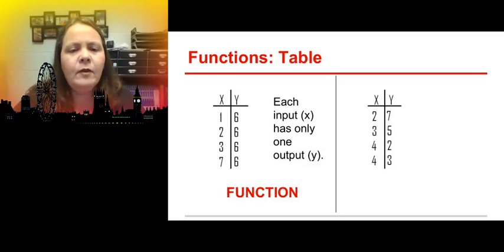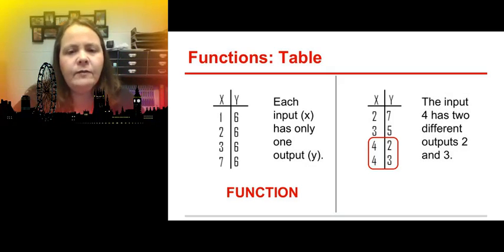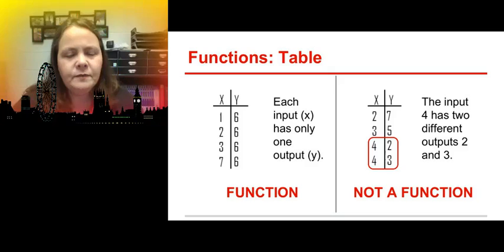All right, let's look at the table on the right-hand side. We've got 2 goes to 7, 3 goes to 5, then we have 4 goes to 2, and 4 goes to 3. So if you look right there at those 4s, that 4 is repeated, and it's going 2 different places. It has 2 different output values. That is a violation of being a function. So since the input 4 has 2 different outputs, here 2 and 3, this is not a function.